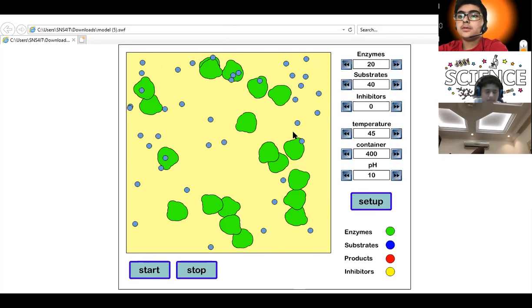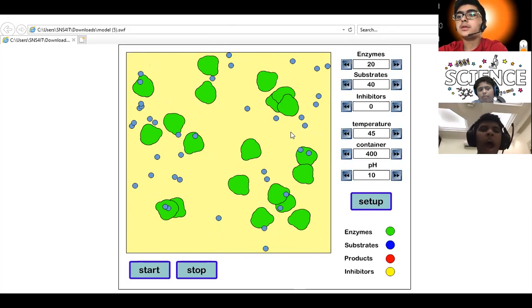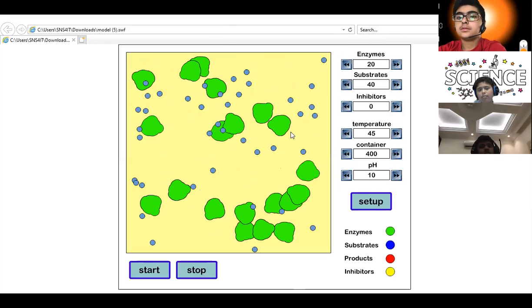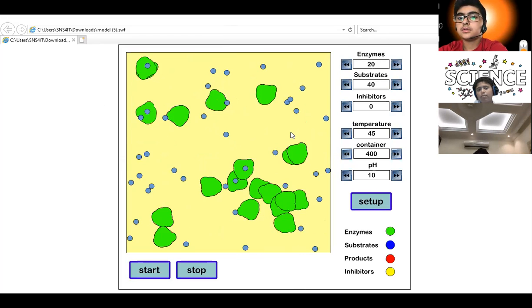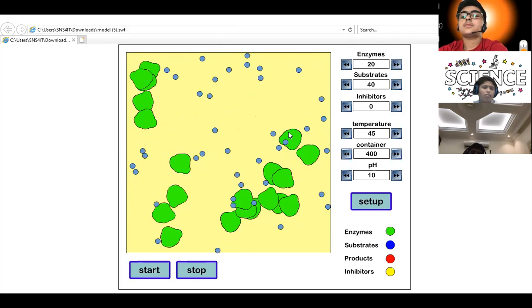Mister, in real life, what's the limit to the temperature? 42 or 43? The limit is 40. Yes, after 40, it starts declining. It stops working after 40. 40 is the max that we can go.